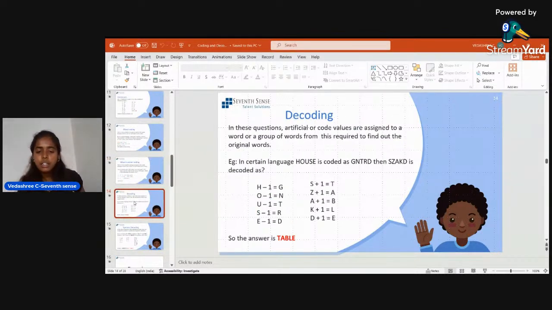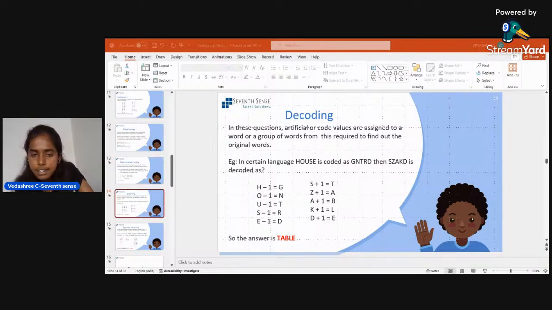Okay, next, decoding. So here, in a certain language, house is coded as GNTRD. So just subtracting one letter we'll get GNTRD. This house is nothing but some meaningful word, right? This house has some meaning. So this GNTRD has no meaning. So now just by subtracting we'll get this. Next, this concept is decoding, not coding.